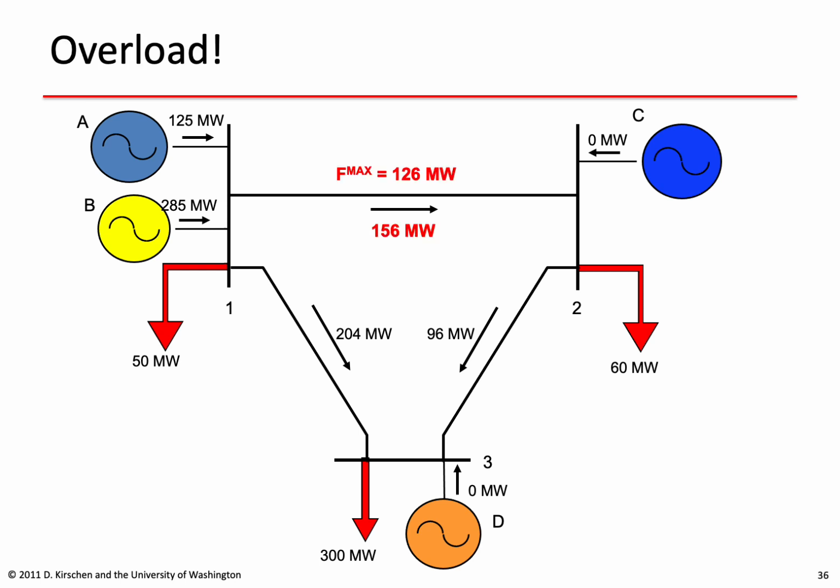Now there's a problem with this economic dispatch and the flows that it creates, in that the flow between 1 and 2 is 156 megawatts, while the maximum allowed flow on this line is 126 megawatts. So if the market tries to implement this economic dispatch, the system operator will not accept it because it's not a feasible solution.